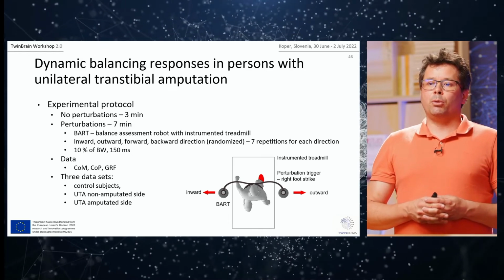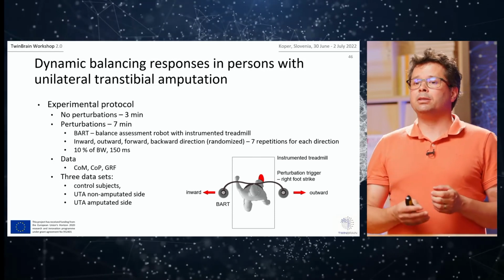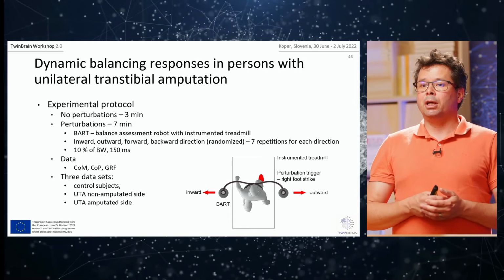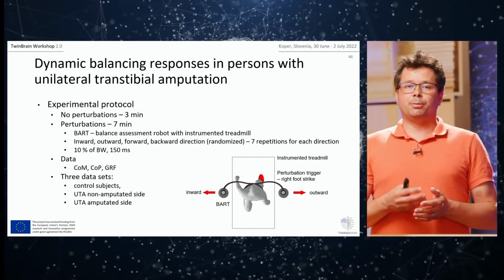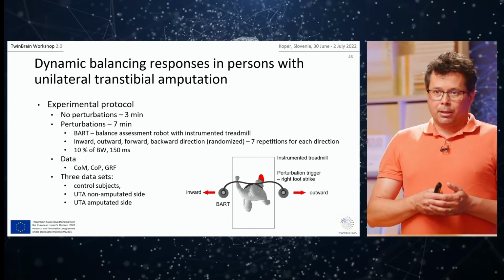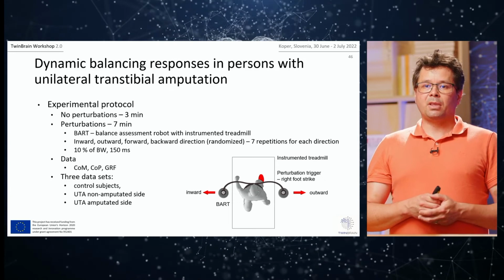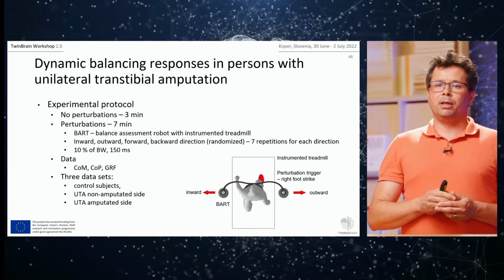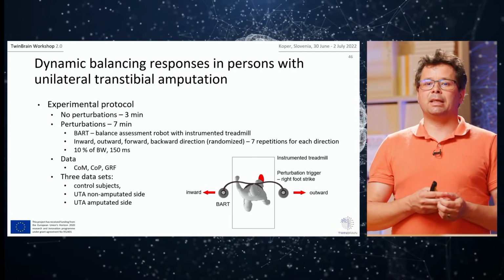And these directions were randomized, so perturbations were delivered in random directions. We wanted to have at least 7 repetitions for each perturbation direction so that we could average them. The amplitude of the perturbation was set to 10% of body weight, and the duration of the force impulse was set to 150 milliseconds.